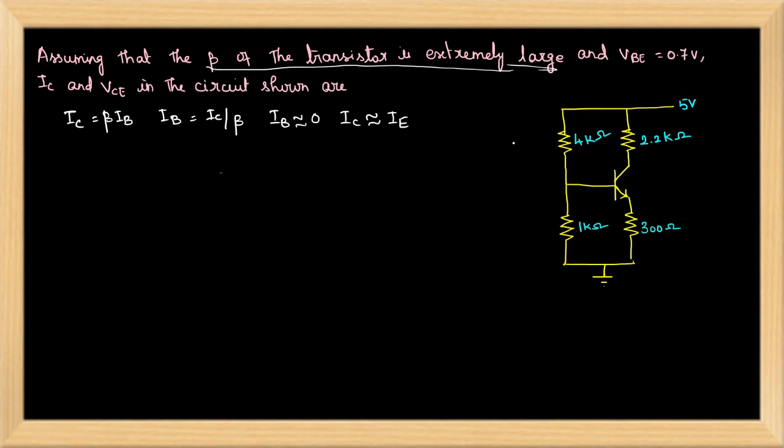Now we can redraw this circuit according to the voltage divider biasing. That means we can convert it into a single voltage and a single resistance at the input side of the transistor. Here we will have VTH and a single resistance RTH, and this is the output side of the transistor. Here we will have 300 ohm, and here we will have 2.2 kilo ohm, and VCC we have is 5 volt.